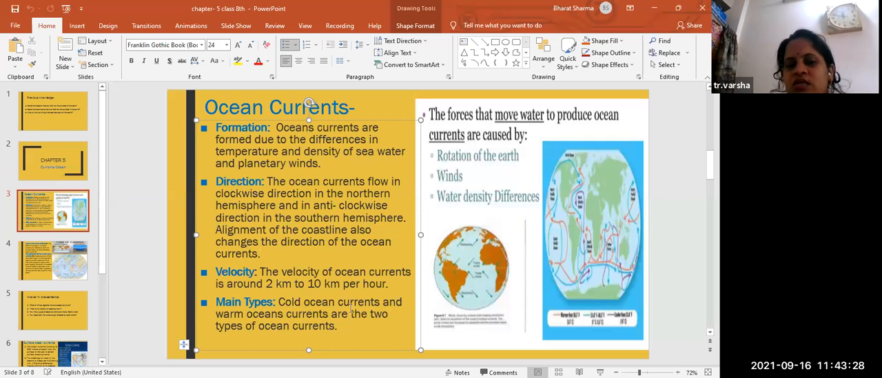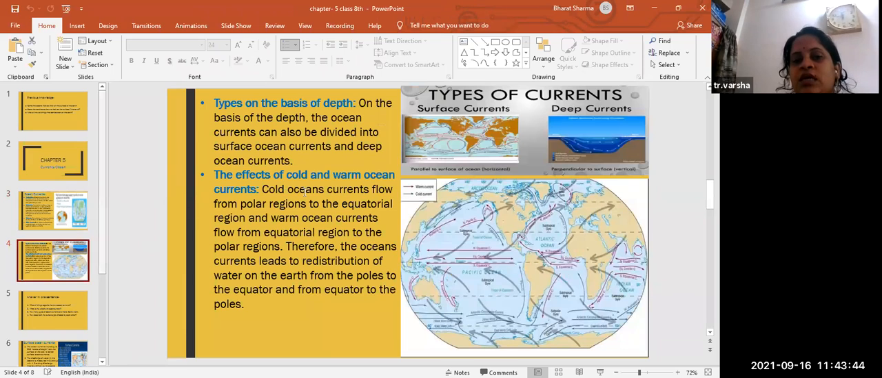Cold ocean currents and warm ocean currents are the two main types of ocean currents. Cold, with the name itself, you will come to know. Cold ocean currents and warm ocean currents are the two main ocean currents. Now we're going to see the types in detail.